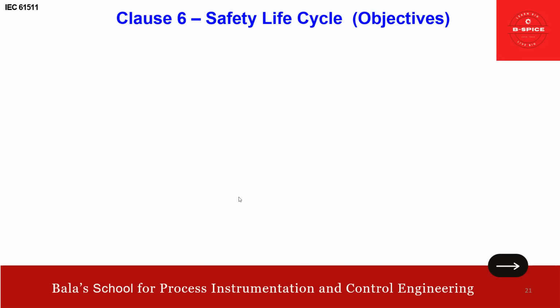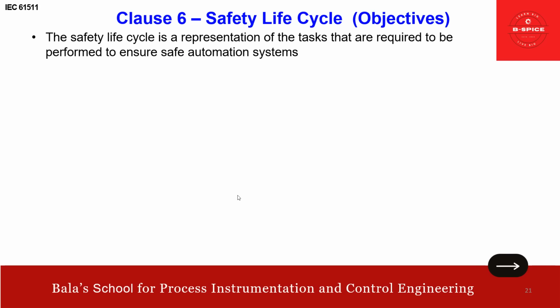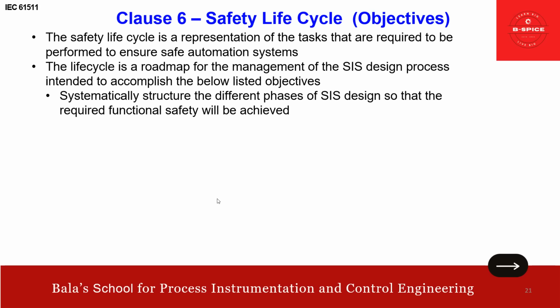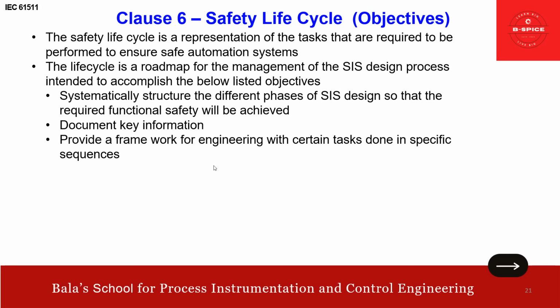Okay. What is the objective? See, the safety life cycle is a representation of the tasks that are required to be performed to ensure the functional safety of the automation system. The life cycle is a roadmap for the management of the SIS design process, intended to accomplish the below activities. Objective, what is that? Systematically structure the different phases of SIS design so that the required functional safety will be achieved. Document the key information. Provide a framework for engineering with certain tasks done in specific sequences, thereby reducing the overall implementation cost. So that is the objective, friends.